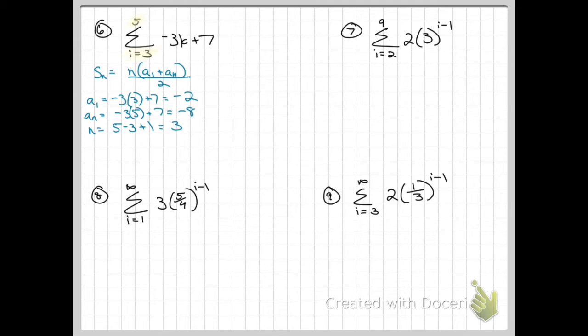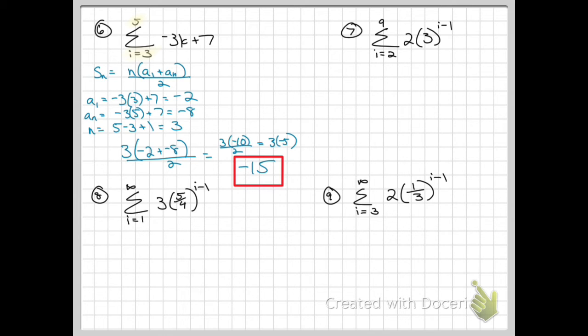So we're doing 3 times negative 2 plus negative 8, all divided by 2. This is negative 10 divided by 2 first. That's 3 times negative 5. The sum is negative 15 if I did my math right. Feel free to use a calculator.